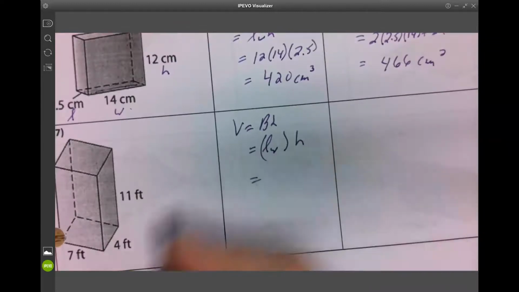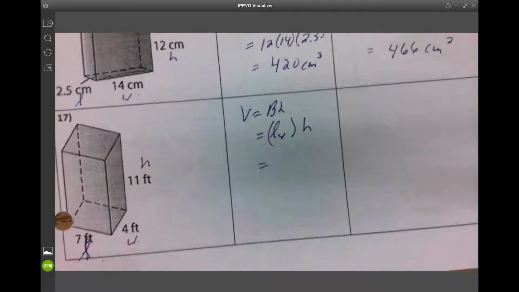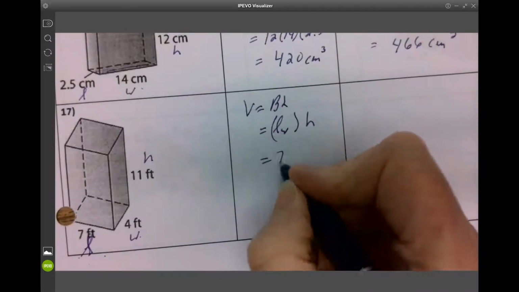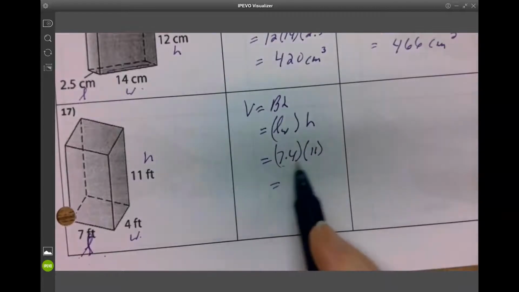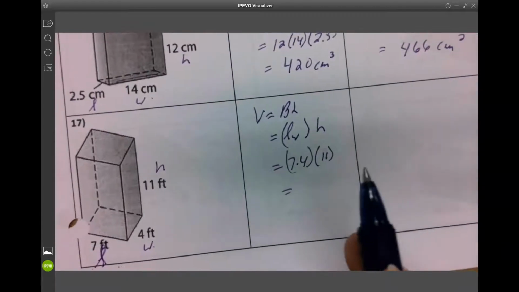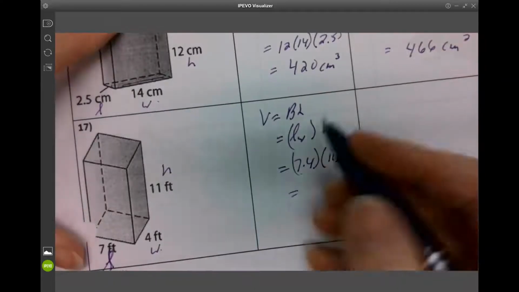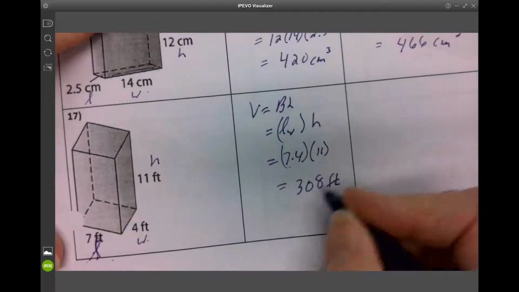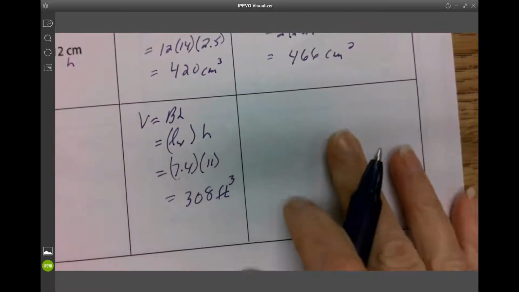So for this one, I'm going to make this the length, this the width, and this is the height. And it doesn't matter which one you call length and width, okay? It doesn't matter. Height, you need to kind of pay attention to. So I'm going to take 7 times 4 times 11. You don't have to use parentheses. Just multiply, all you're doing. I'm going to get 308 feet. That's volume, so it's cubed.